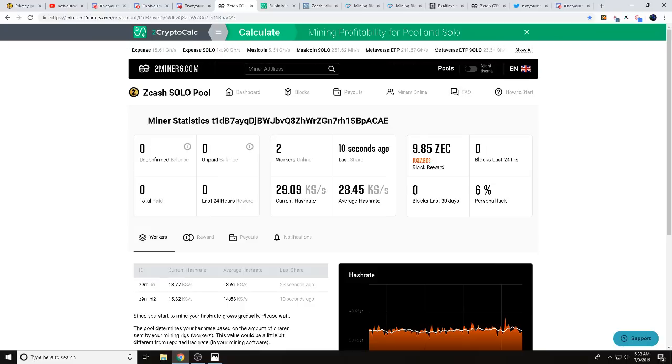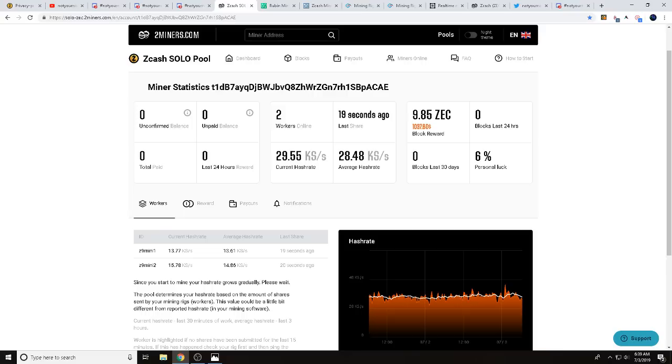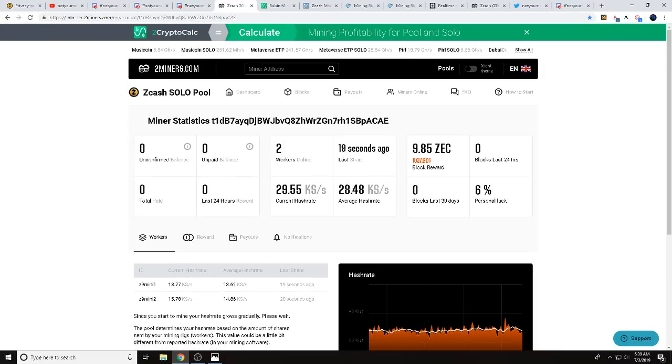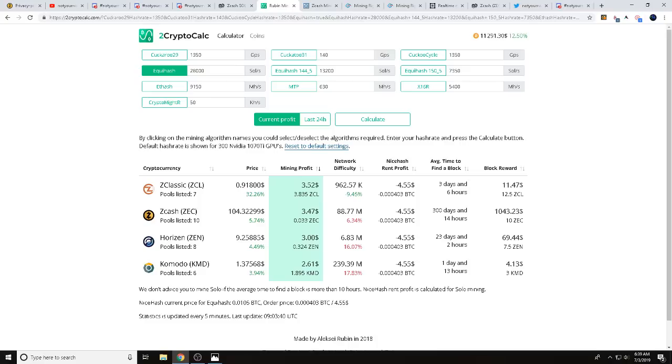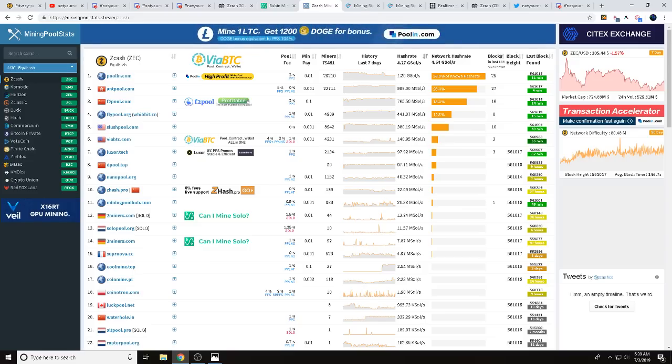So you can see here we currently have two Z9 minis solo mining over at twominers.com. Solo mining Zcash. I do like to use 2crypto calculator when I'm trying to solo mine. Nice thing here is you can punch in your different hash rates and it's going to give you your estimated block time as well as the estimated block reward. And all my numbers here are estimates, guys, just so you guys know. I do also like to use miningpoolstats.stream when I'm trying to figure out what pools to use. Also when I'm trying to figure out when I want to rent my hash.